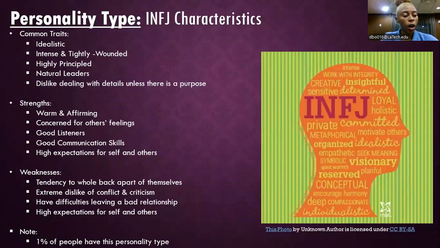So looking here, here are some of the traits that come with the INFJ personality type. So you've got the common traits, which are: we're idealistic. We can be intense and tightly wound. We can be highly principled and have high moral standings. We could be natural born leaders, and we dislike dealing with details unless there is a purpose for it. I personally believe this is spot on for the most part.